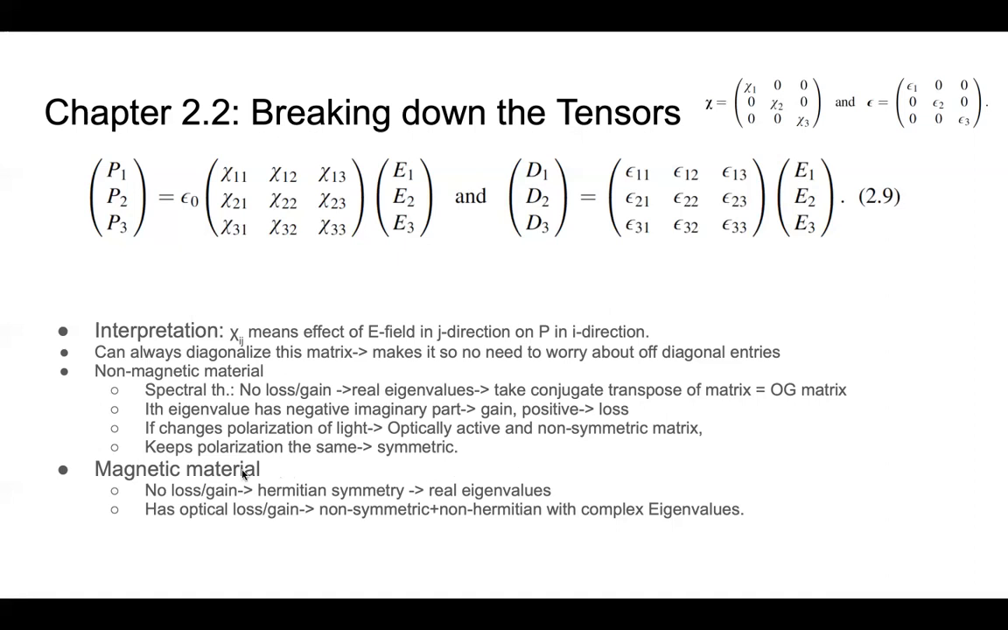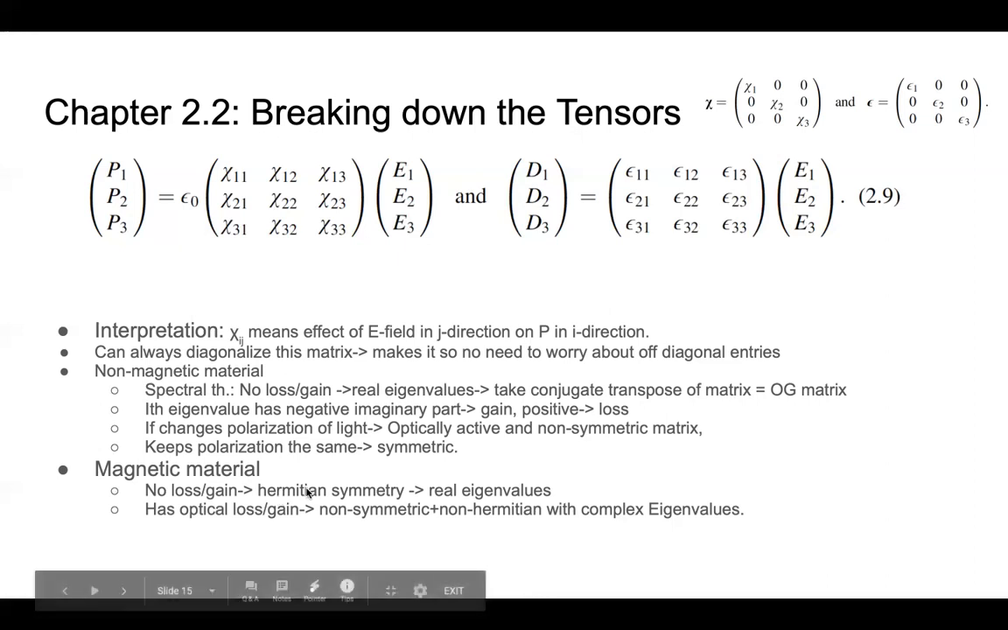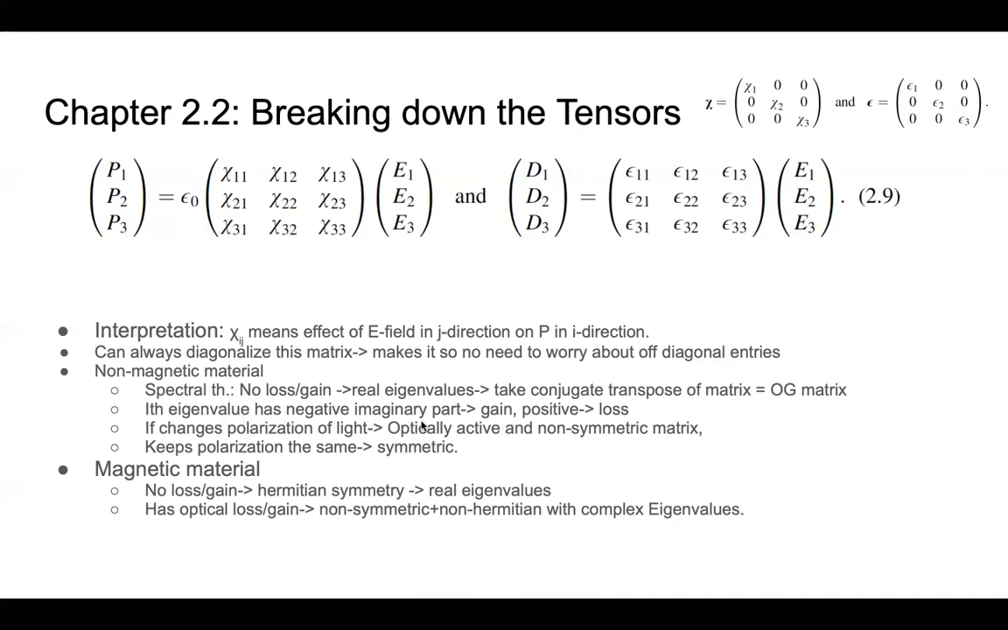In a magnetic material, the meaning of the eigenvalues is pretty similar to the non-magnetic material. Although if it has optical loss or gain, the structure of the matrix is a little different in that it's not symmetric at all, versus in the non-magnetic material, where you don't have the Hermitian symmetry if you can have optical loss or gain, but it's still symmetric. Any questions about this?